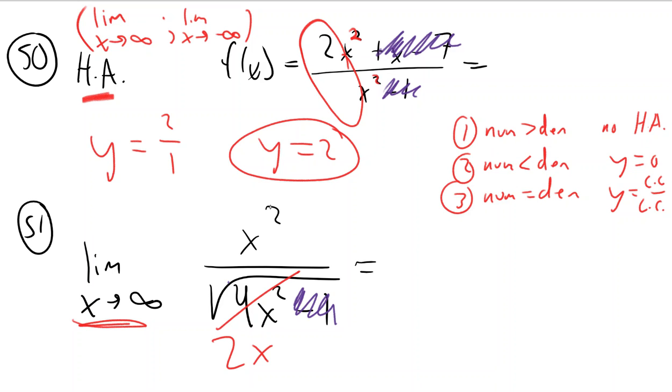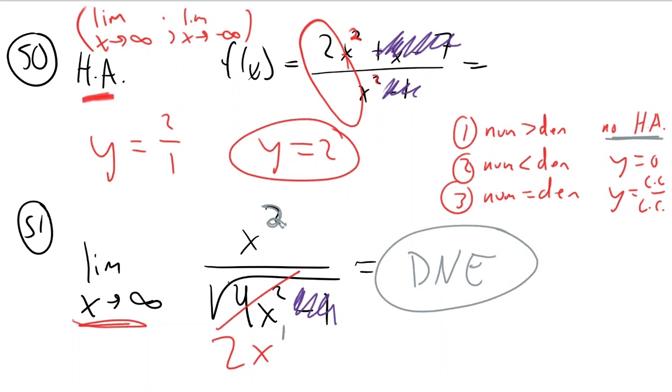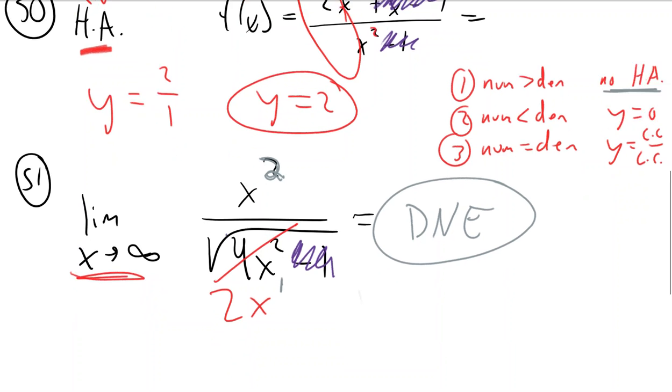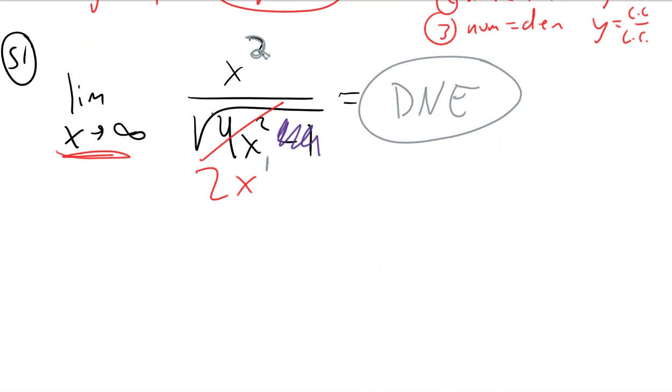Now we can compare these degrees. When the degree of the numerator is bigger than the degree of the denominator, you get no horizontal asymptote. So you could either say does not exist. That's what it would be most of the time. If it was a calculator question, is it not infinity? Well, but how do you know it's infinity?